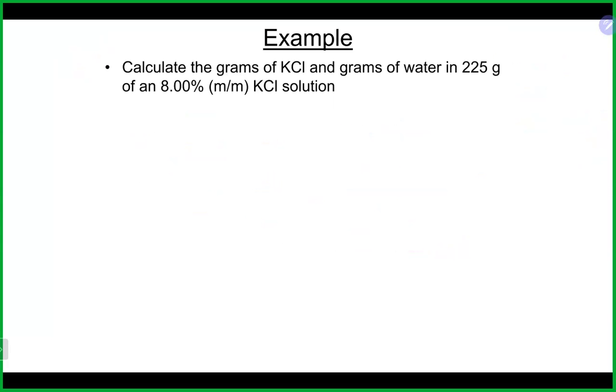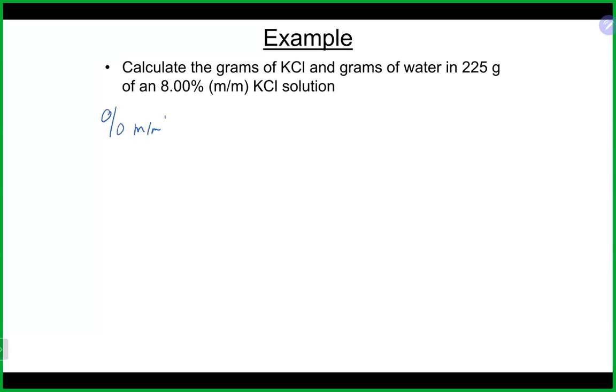Calculate the grams of KCl and the grams of water in 225 grams of an 8% mass to mass KCl solution. So we're looking for the mass of the solute and the mass of the water, which is our solvent in this solution. Okay, so let's take a look. Obviously, we're dealing with mass percent, so we'll look at the equation here.